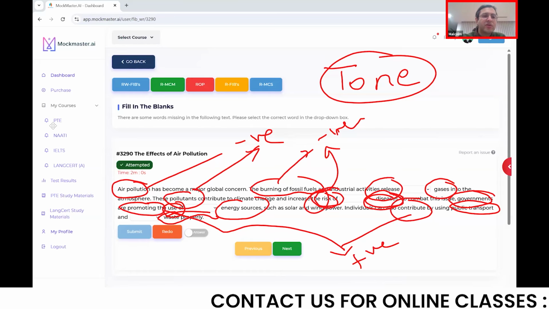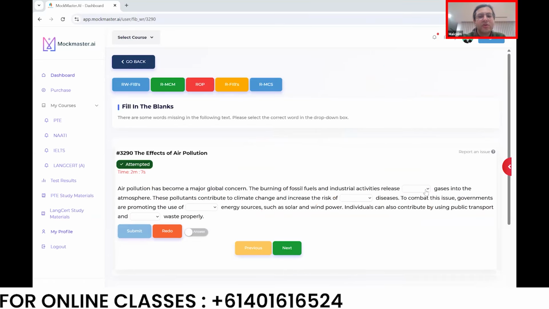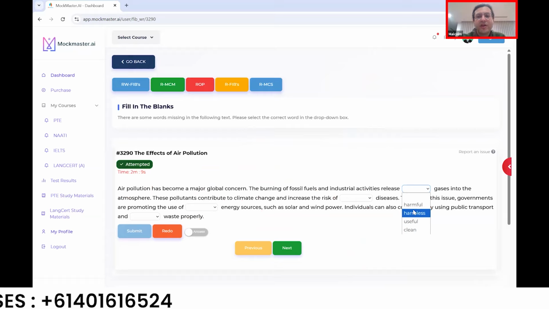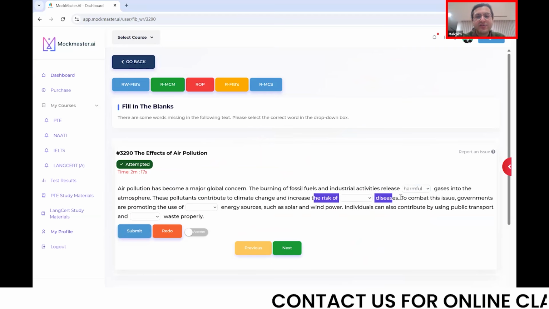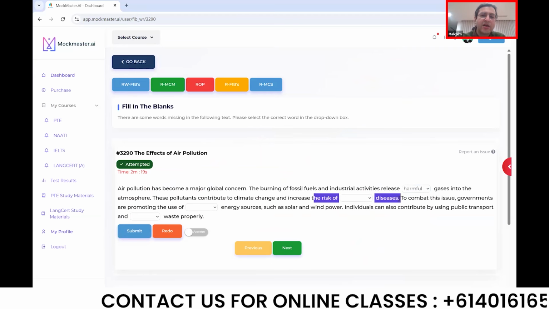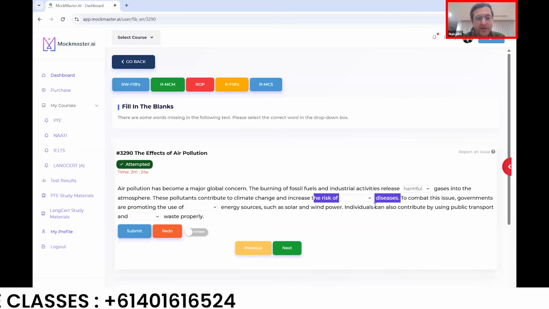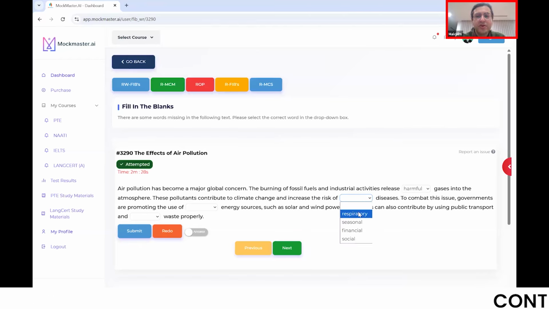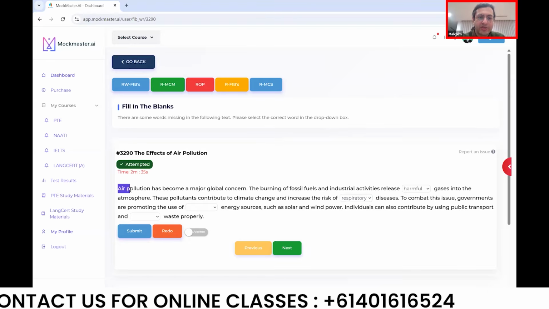So before you even look at the options, mentally you should be able to guess the options. So here there is harmful and harmless. Obviously harmful. Risk of dash diseases. Which type of disease? Recurring disease, acute, respiratory, chronic. Only such 4 words can fit with the word disease. So you have the word respiratory. Why did I say respiratory? Because air pollution. Air means breathing. Respiratory, respiration.